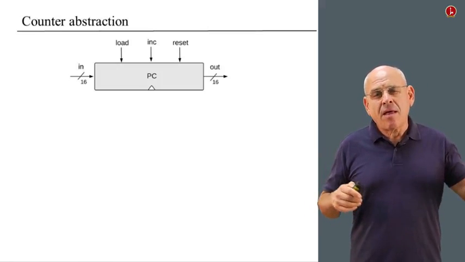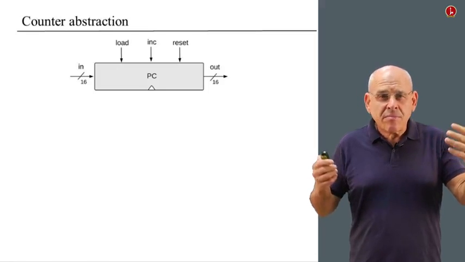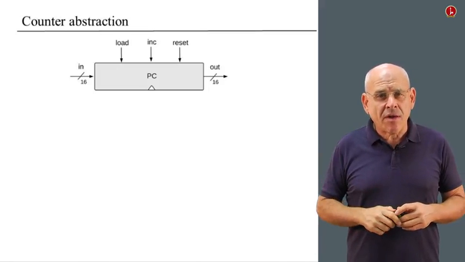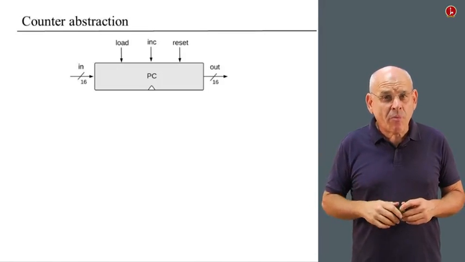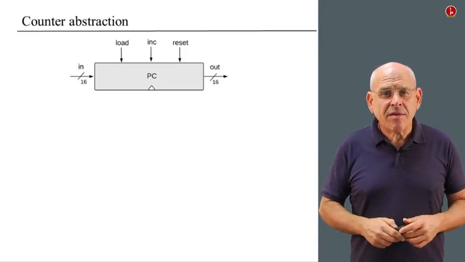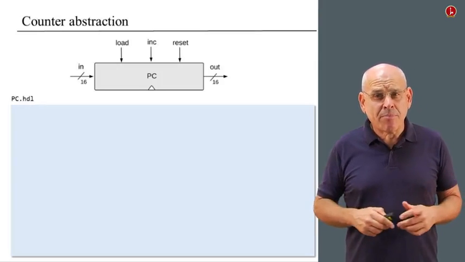We see that we have a 16-bit input coming in, containing a certain 16-bit value. We have a 16-bit output going out, and we also have three control bits which are called load, inc, and reset. Inc stands for increment. Now, how is this thing supposed to work?